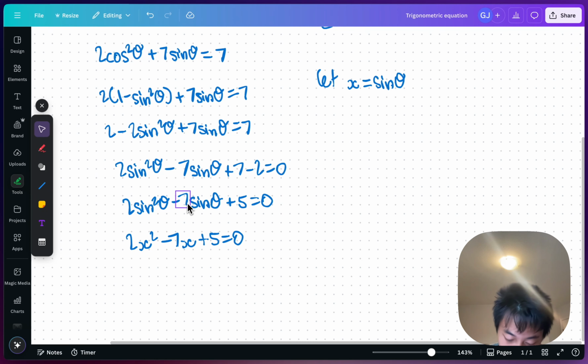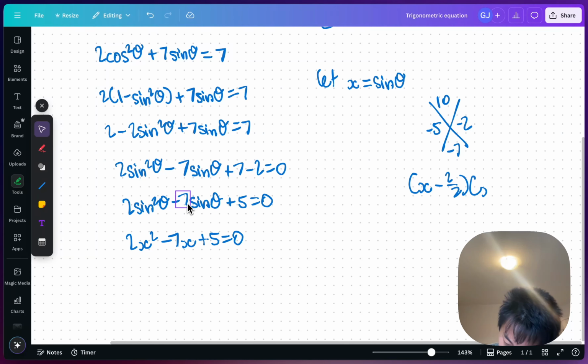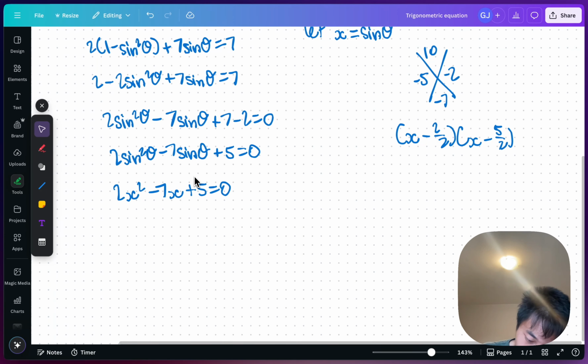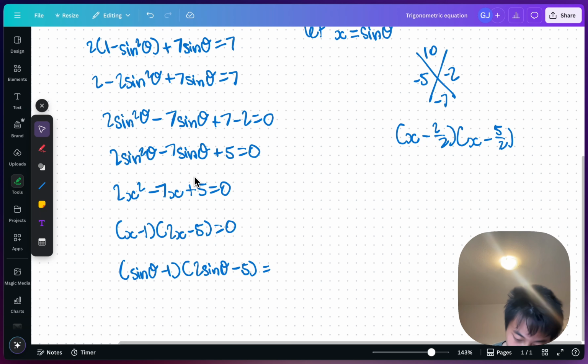And now this should look more familiar. So we can factor this out. You can use any process here, but I will use this one. They need to multiply to 10 and add up to -7, and -5 and -2 will work. So the factored equation will be x minus 1, 2x minus 5 equals 0. And now substituting x as sine, it's sine minus 1, 2 sine minus 5 equals 0.